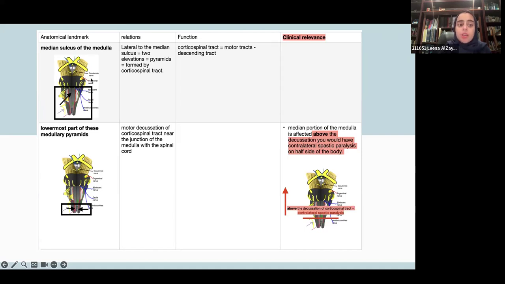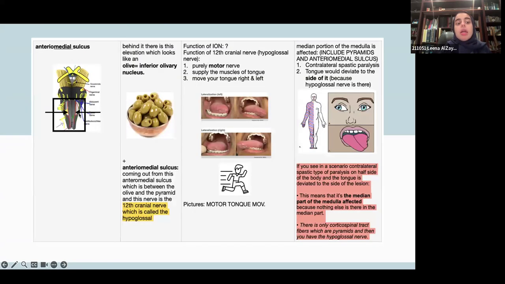So again, this is the brainstem. We have the medulla, we have the pons, and we have the midbrain. If we focus on the medulla, we have a line in the middle called the medial sulcus that divides the two pyramids, which are the corticospinal tracts. The corticospinal tracts decussate at the lower part of the medulla. So any injury above is contralateral and any injury under is ipsilateral. Then we have the anterior medial sulcus.